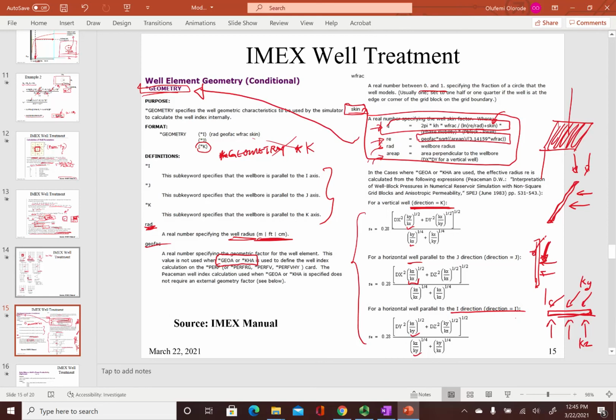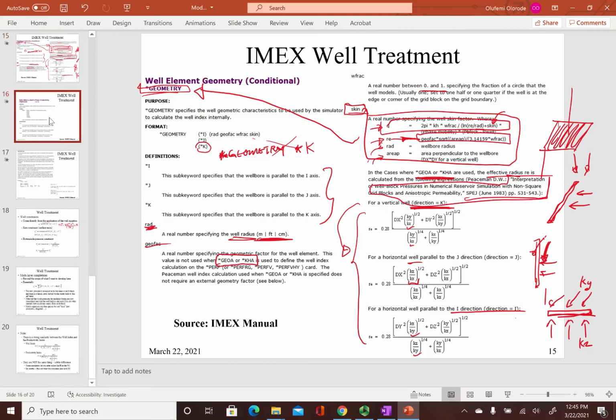So that's how you get effective radius when you're using the geometry keyword. But when you're using GOA or KHA keywords, then we'll calculate effective wellbore radius from Peaceman as shown here, depending on the direction of the well. And again, you've got the reference paper for that well treatment.